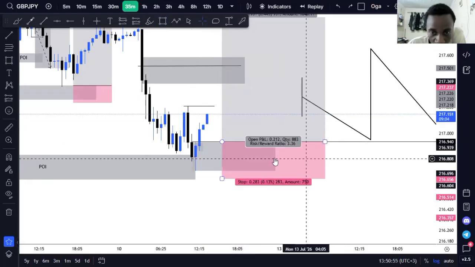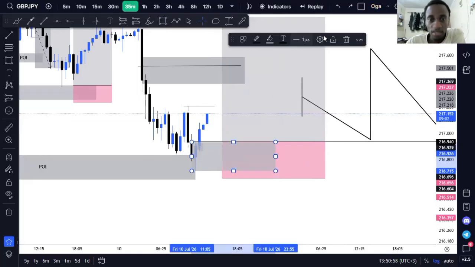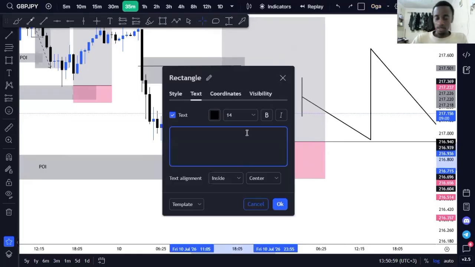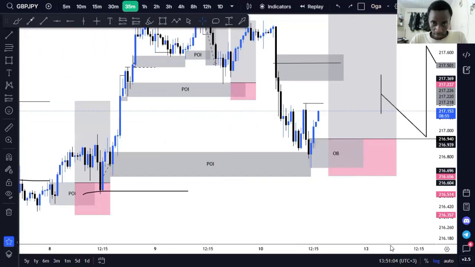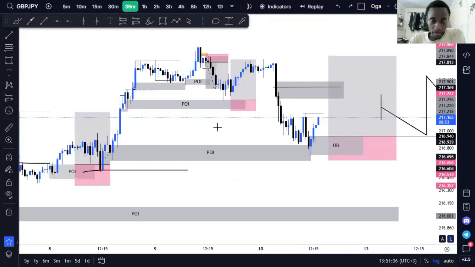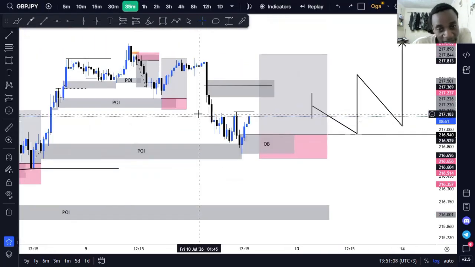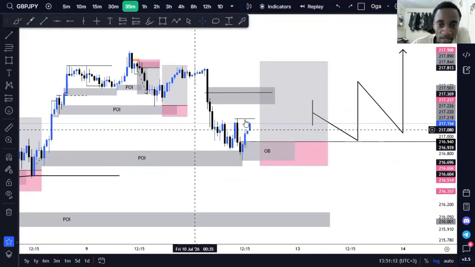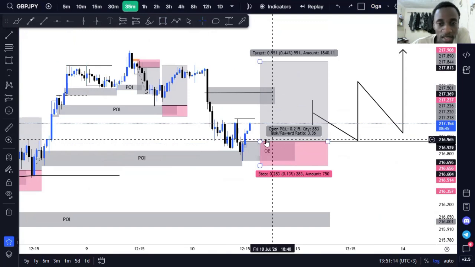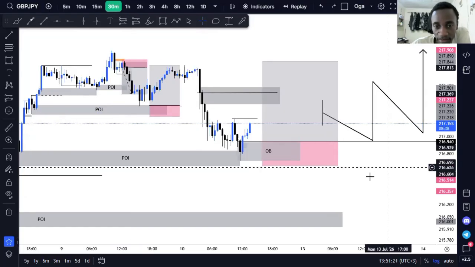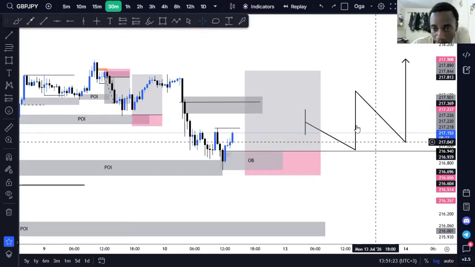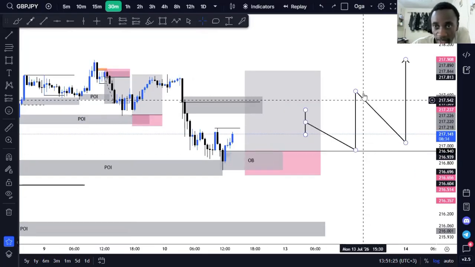So this is the OB. Let me just still mark it again. Yeah, so like that. And then it can pull back today, or if it doesn't, maybe next week. So the moment it breaks above here, I'll just set my limit order and go away. I'll come back later to see what price will have done.